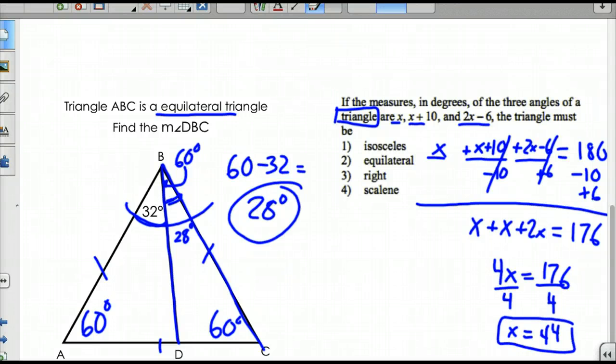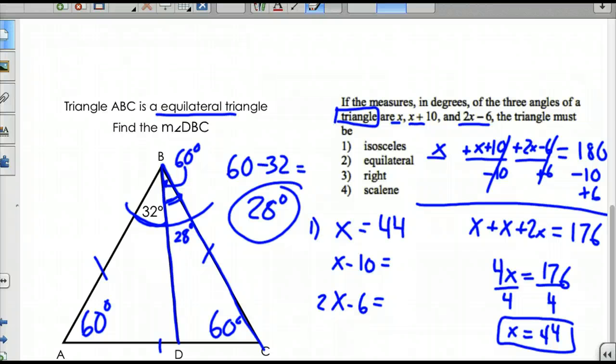Now we're not done. That doesn't tell us what kind of triangle this is. So what we have to do is find out what the three angles are. So we have x, x plus 10, and 2x minus 6. Now we're going to plug in x for all of these. So we know x is just equal to 44. So that's our first angle, angle 1. Our second angle is going to be 44 minus 10, which is equal to 34.